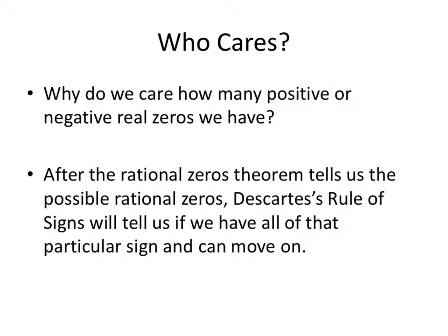Why do we care? Well, think about it. The rational zeros theorem, which we saw in a previous lecture, tells us all possible rational zeros. Now, Descartes' rule of signs will tell us if we're looking for positive ones or if we're looking for negative ones. If it says there are 2 or 0 positive real zeros and you've already found 2 of them, you're done. You know that you can move on. So Descartes' rule of signs is very helpful in eliminating possibilities.